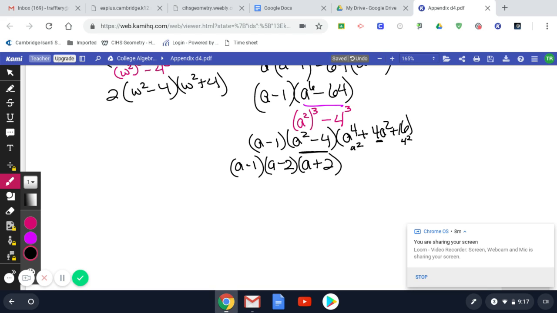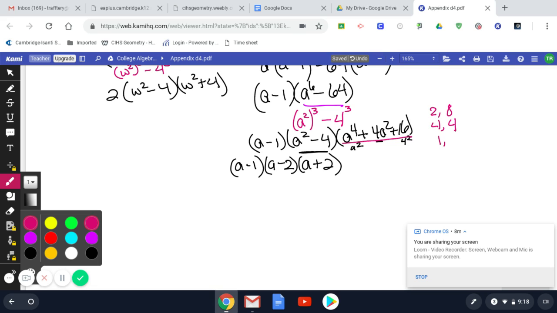And so as I look at this last piece, this last trinomial, I'm just wondering, can I factor it anymore? If I think about 16, that gives me 2 and 8. That won't give me 4. 4 and 4 won't give me 4. And 1 and 16 obviously won't give me 4. So at this point, I don't see that being any more factorable. So I believe it's just a to the fourth plus 4a squared plus 16.